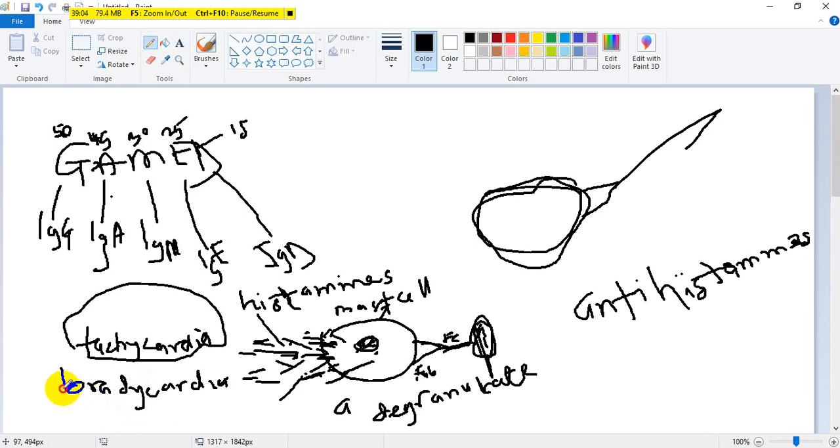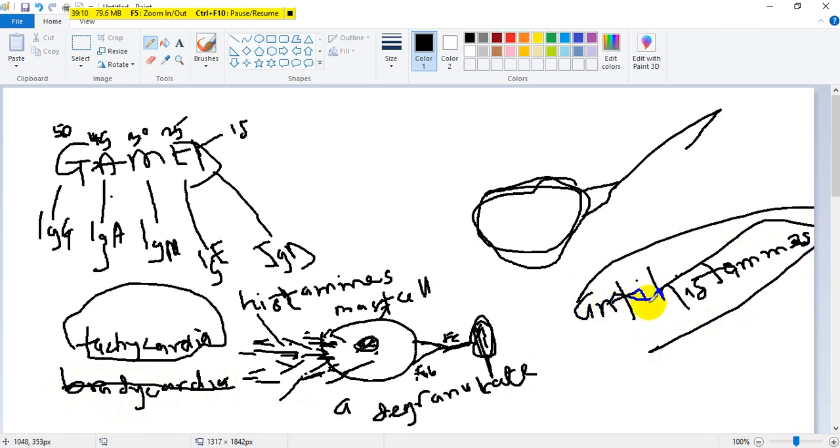And it's not bradycardia. Bradycardia is reduced or decreased heart rate. So the drug that you give is what? Antihistamines. Because we are producing histamine, we have to give an antagonist of the histamine to stop the histamine production.